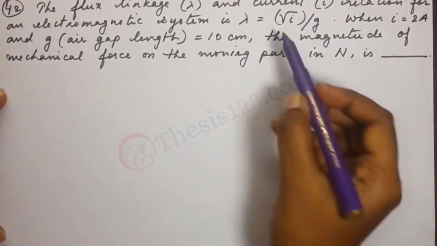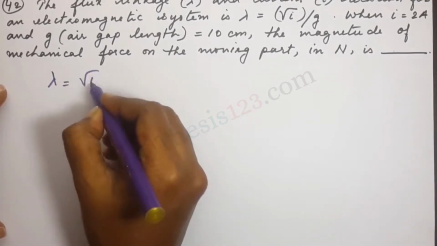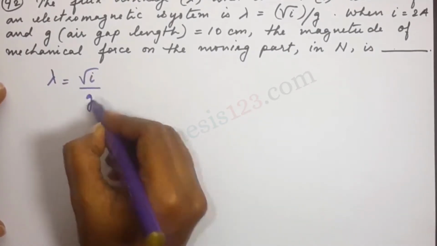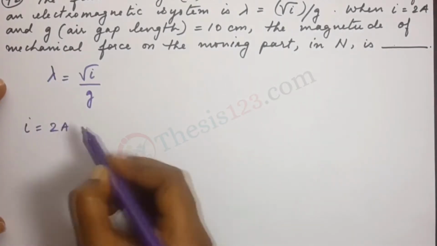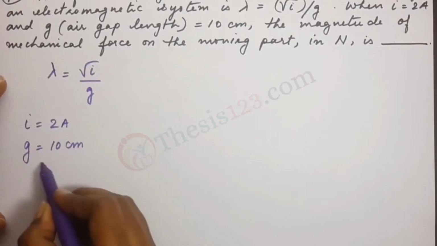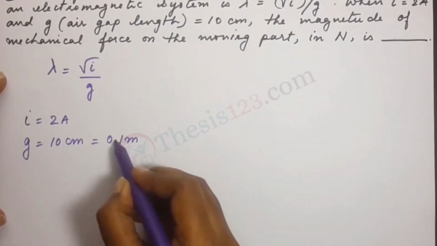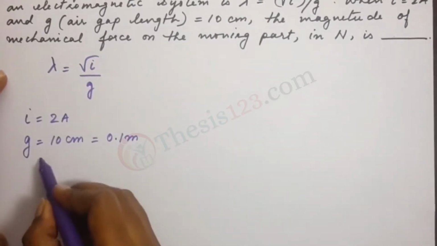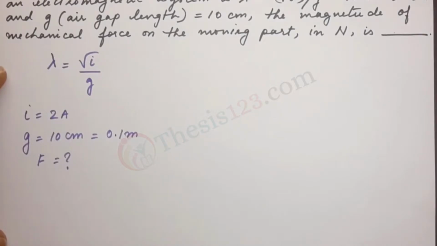Okay, so let's start by writing down the relation given to us. Lambda is equal to root I by G. We also have the current I given as 2 amps. We have the air gap length as 10 centimeters. Let's convert that into meters. We have that as 0.1 meters. And we need to find out the mechanical force, F.